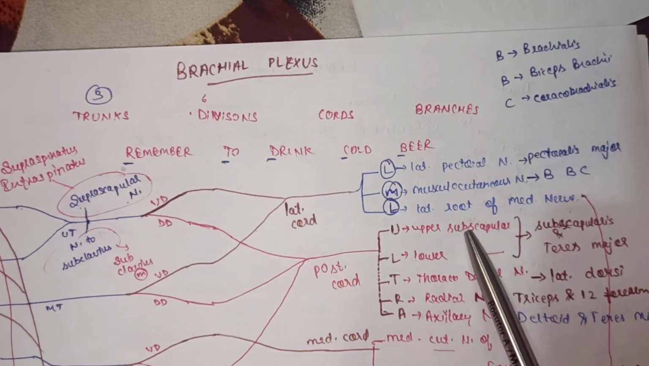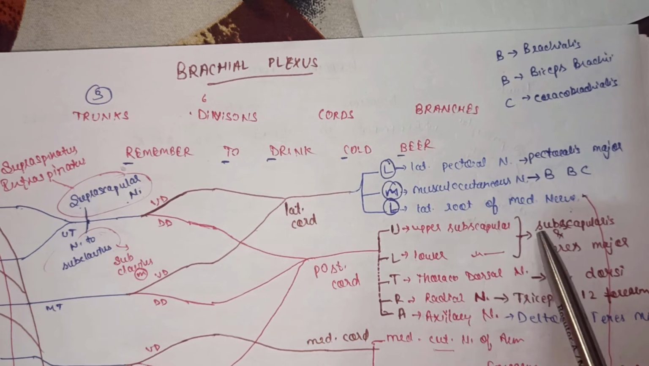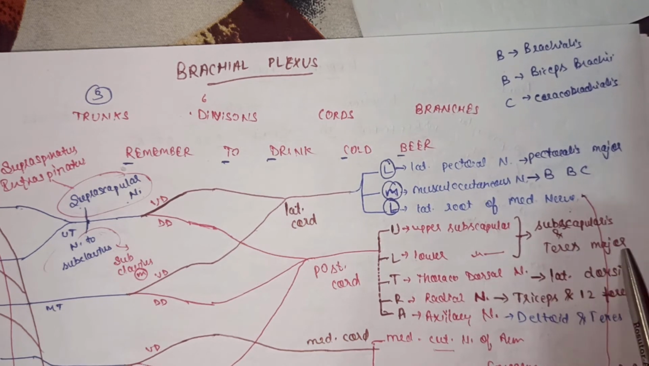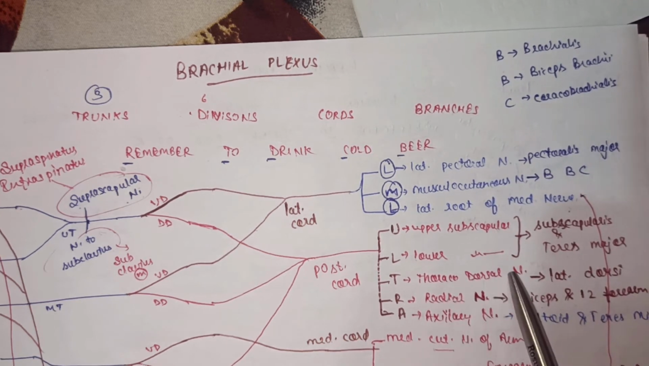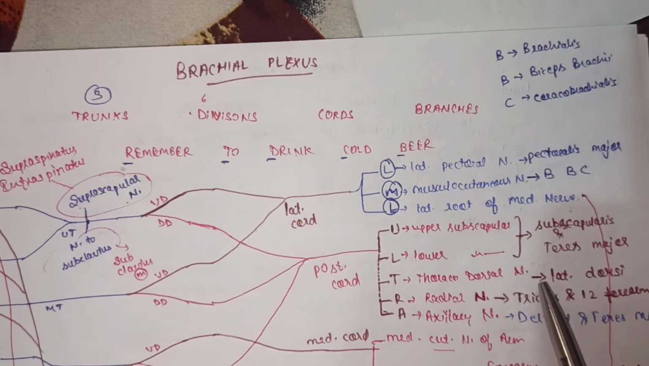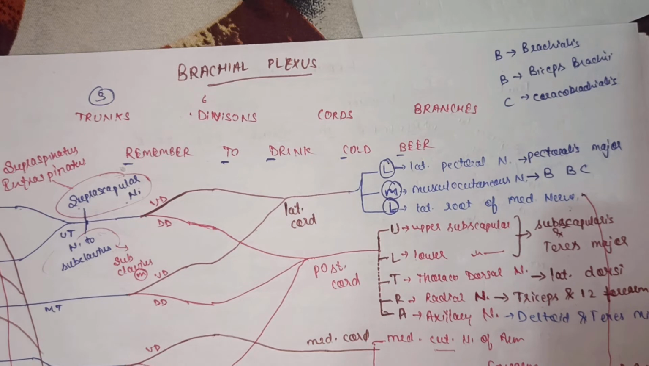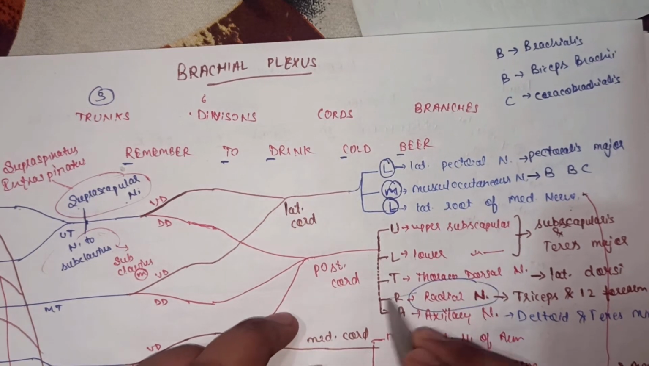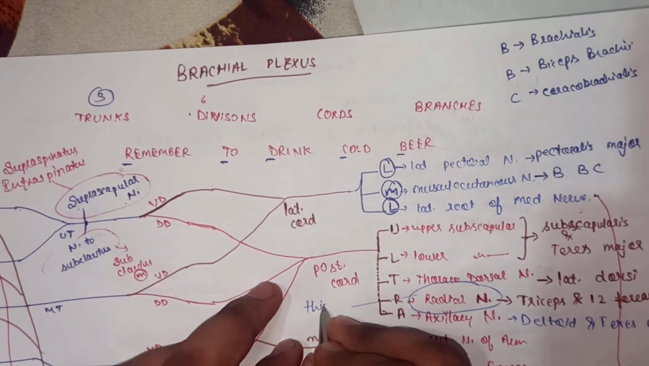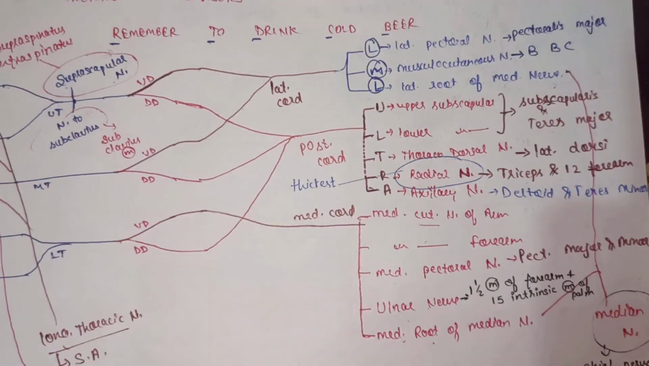The upper and lower subscapular nerves supply the subscapularis and the teres major muscle, and the thoracodorsal nerve, or nerve to latissimus dorsi, supplies the latissimus dorsi muscle. The radial nerve supplies the triceps and the 12 muscles of the back of the forearm, and the radial nerve is the thickest nerve of the brachial plexus. Let's talk about the medial cord.